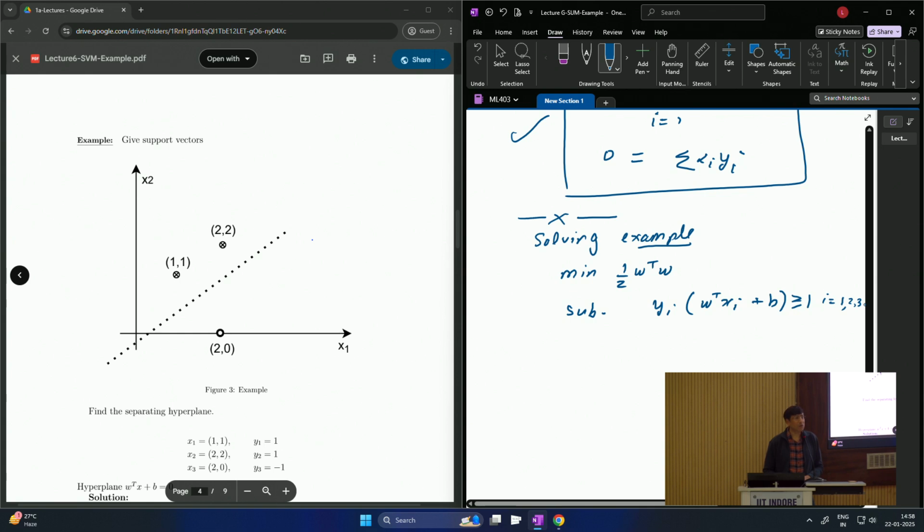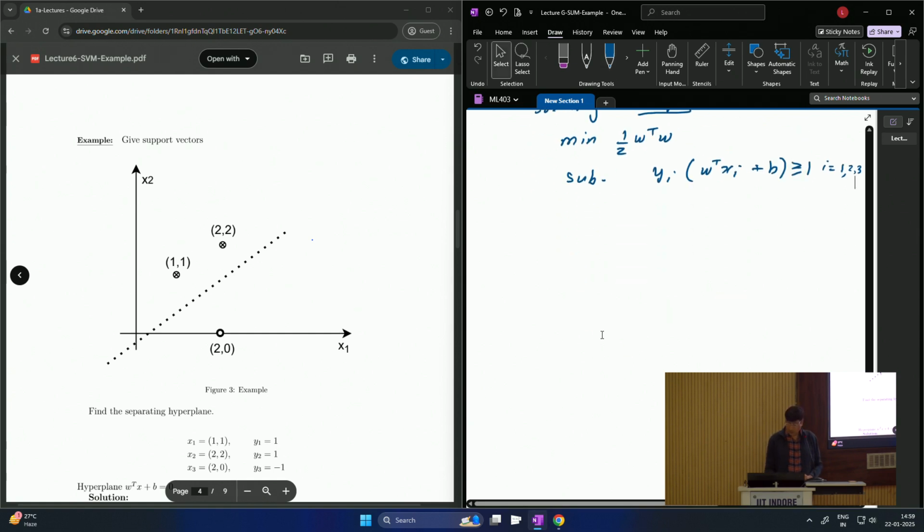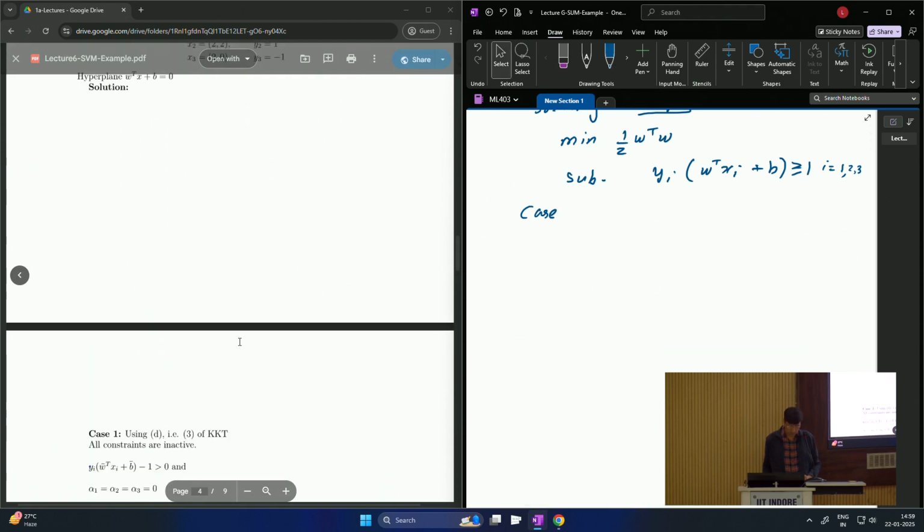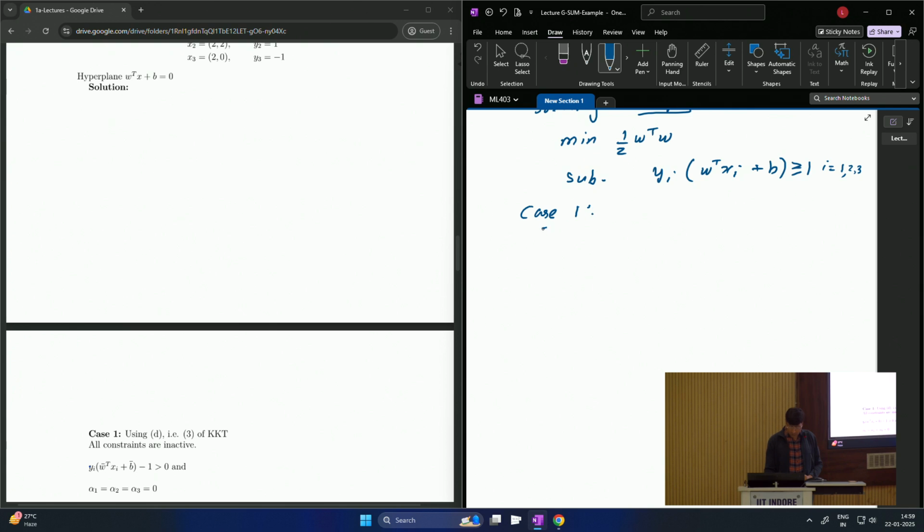So anyways, how many cases will we have? 8. Now somebody woke up. Why 8? 2 to the power 3, there are 3 constraints. Each constraint will be active or inactive, 2 into 2 into 2, your basic permutation and combination from your 12th. Assuming everybody did math in 12th here. So we'll do the cases here. We'll do one case which I'll show you. Case 1, we're doing all constraints inactive.